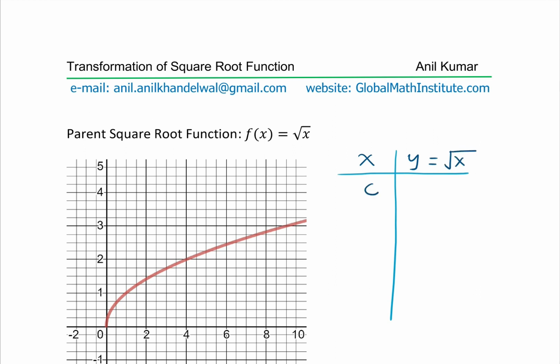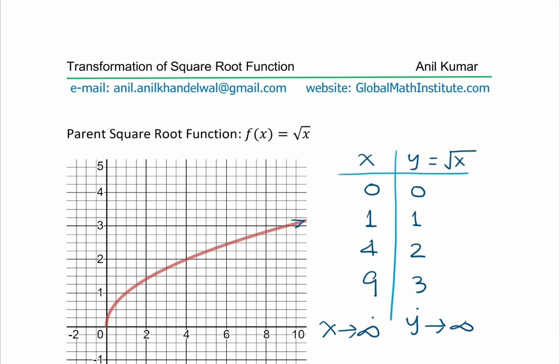So if x is 0, y is 0. If x is 1, y is 1. If x is 4, y is 2. If x is 9, y is 3, and so on. So these four values are the key values. Another characteristic which is of our importance is when x approaches positive infinity, in that case y also approaches positive infinity. And that is a behavior shown by the graph which I am indicating now with an arrow.